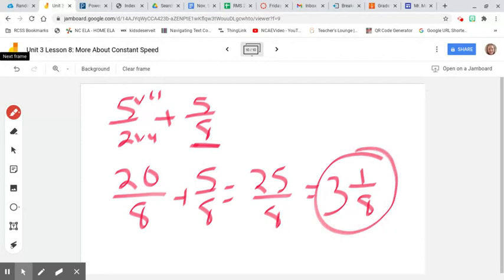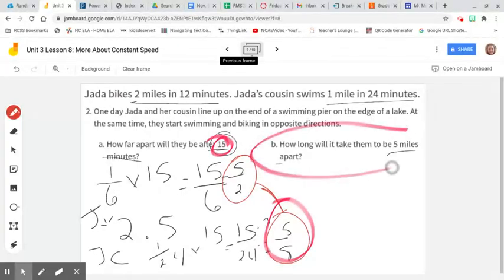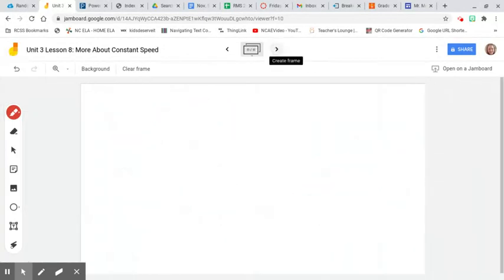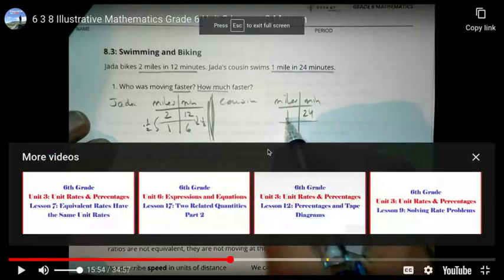So they will be 3 and 1/8 miles apart after 15 minutes. Okay. So now we're going to move on to the second part of this question, how long will it take them to be 5 miles apart? Okay. So I'm going to go to another screen, and this is where we're going to go back to Mr. Morgan and listen to what Mr. Morgan does.